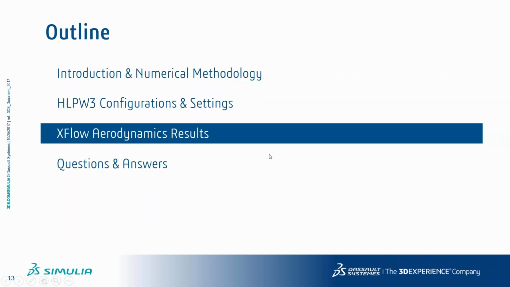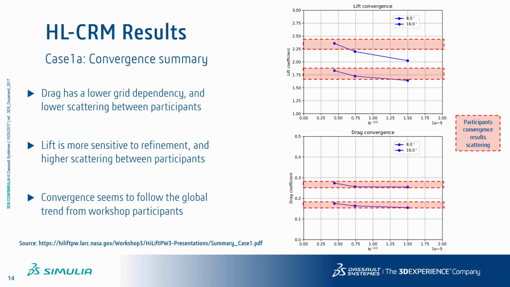Okay, so that's the configurations, the grids. What about the results? So now we will present what we got from these analysis studies. The first case, as I said, was a convergence study. We don't have any experimental data to compare with, so it's a bit hard to tell you how far we are from what the solution should be.